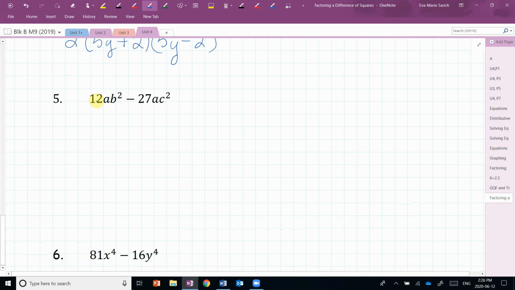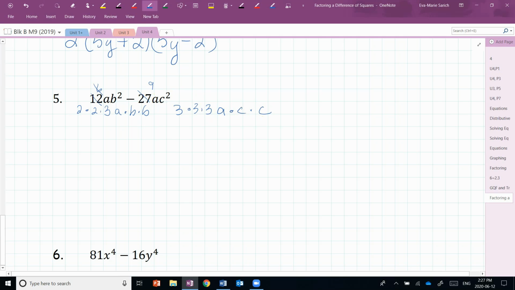Can't take the square root of 12, but again, doesn't mean that it's not factorable. We may have a GCF here. So what's common? 12 breaks down into 2 times 6, and 6 breaks down into 2 times 3. Okay? Then we've got an A, and then we've got 2 B's. For the second term, 27 divides by 3 to give you, in fact, 9. And then 9 breaks down into 3 times 3. And then we've got what? An A, and then we've got 2 C's.